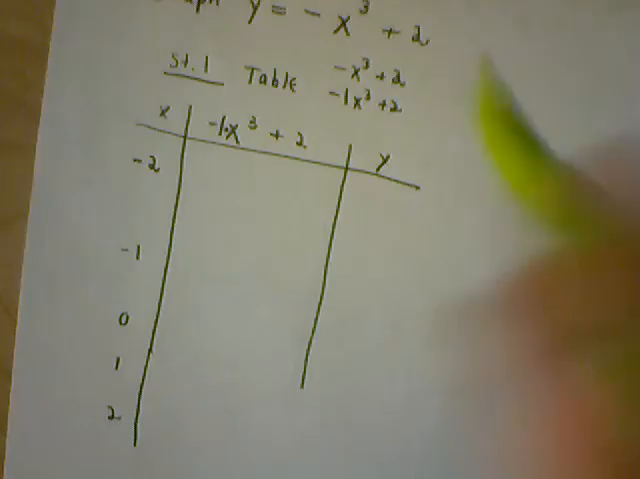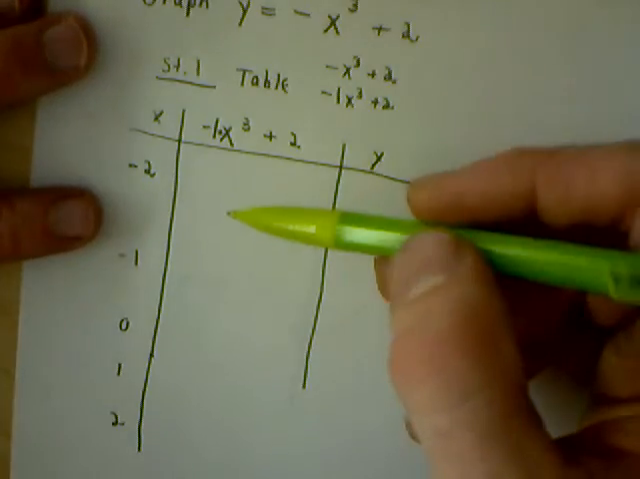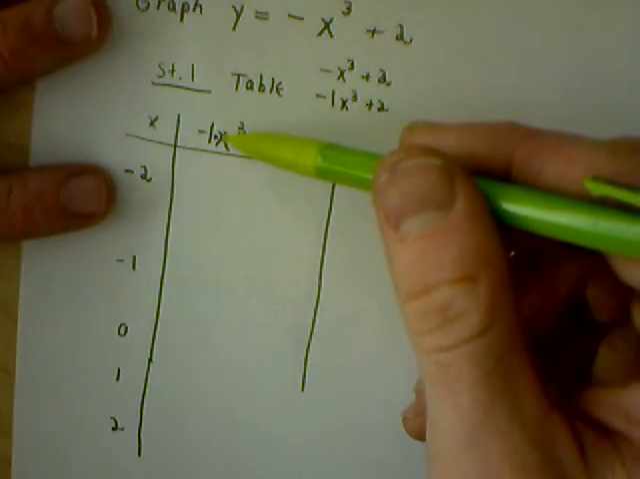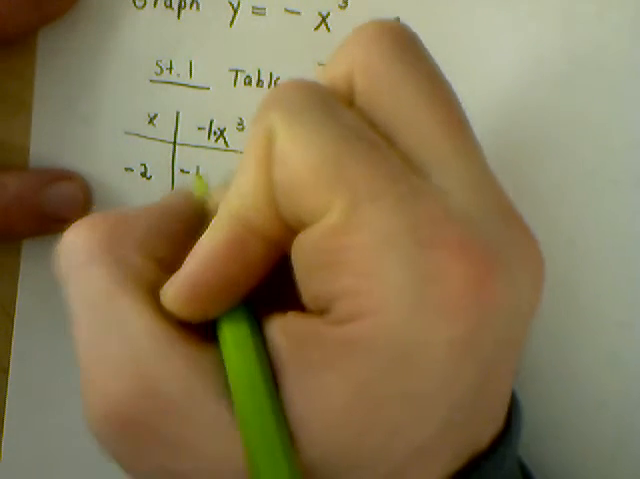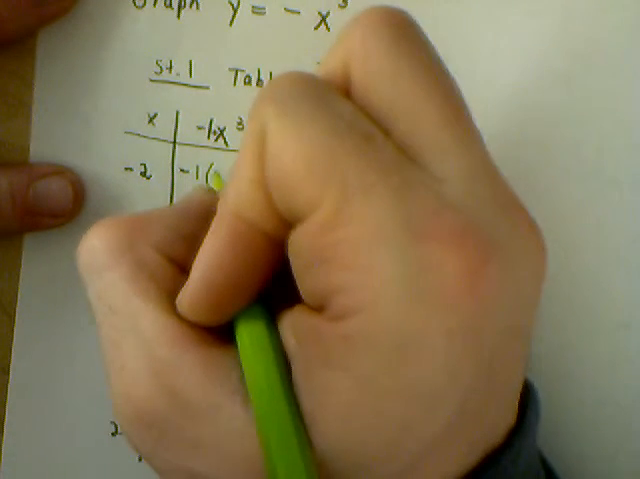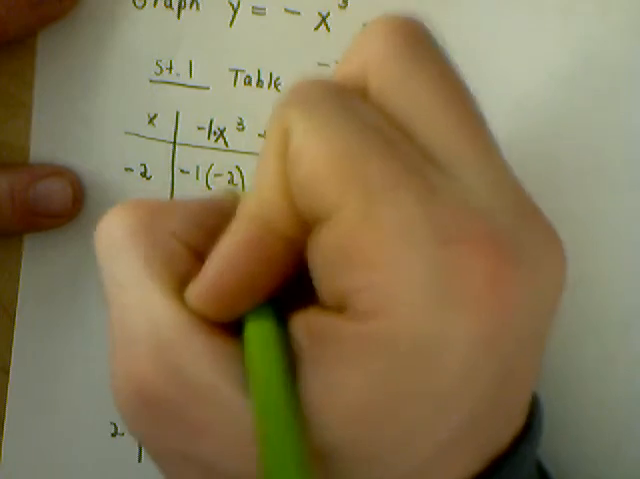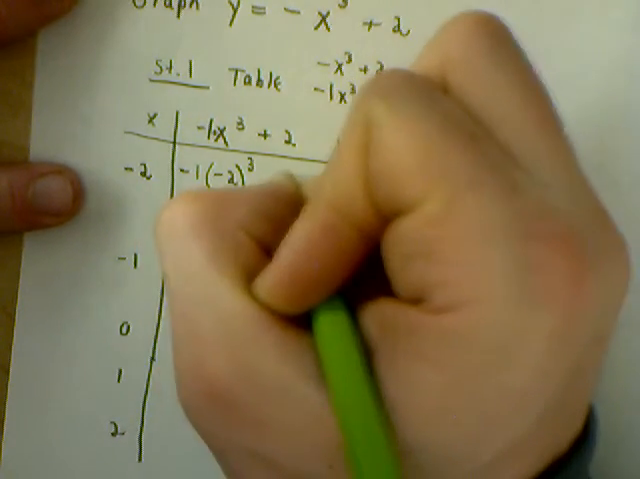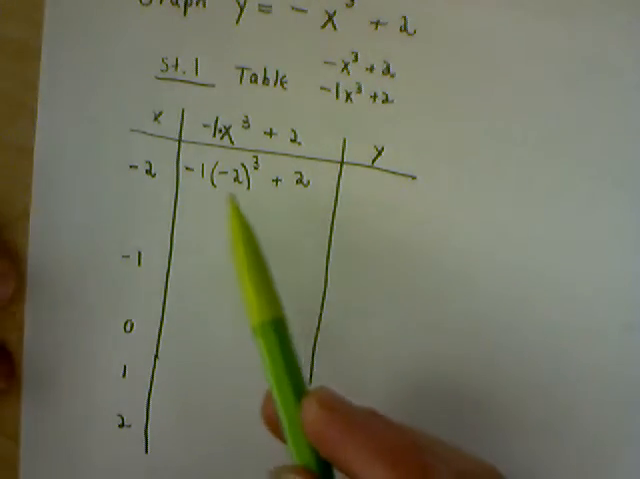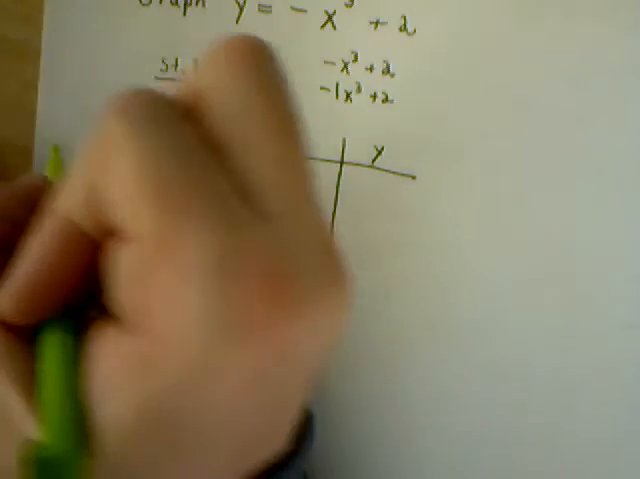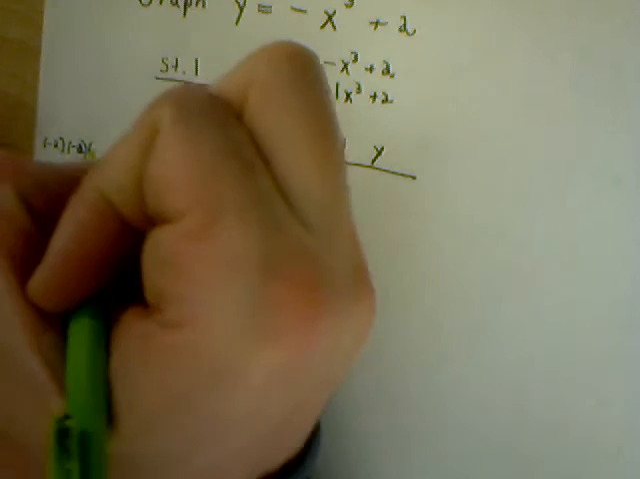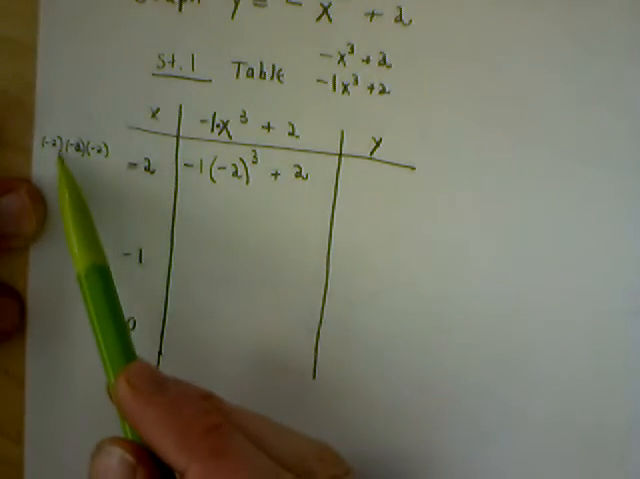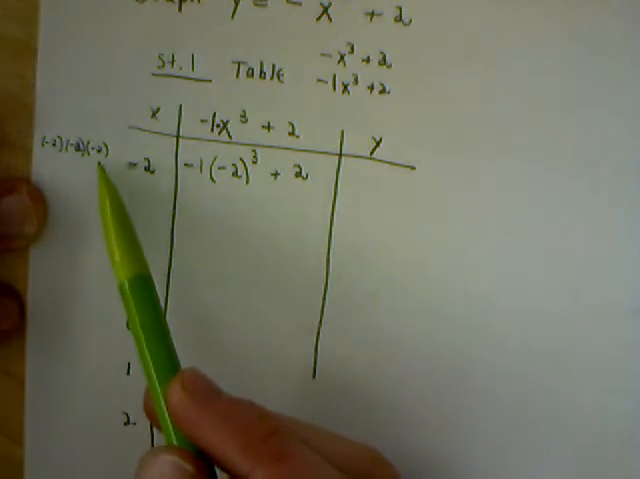We're going to go ahead now and plug in those values. The way we do that is still use parentheses. So I'll have negative 1 times negative 2 to the third power plus 2. What that means, negative 2 to the third power means negative 2 times negative 2 times negative 2. You're multiplying negative 2 times itself 3 times.